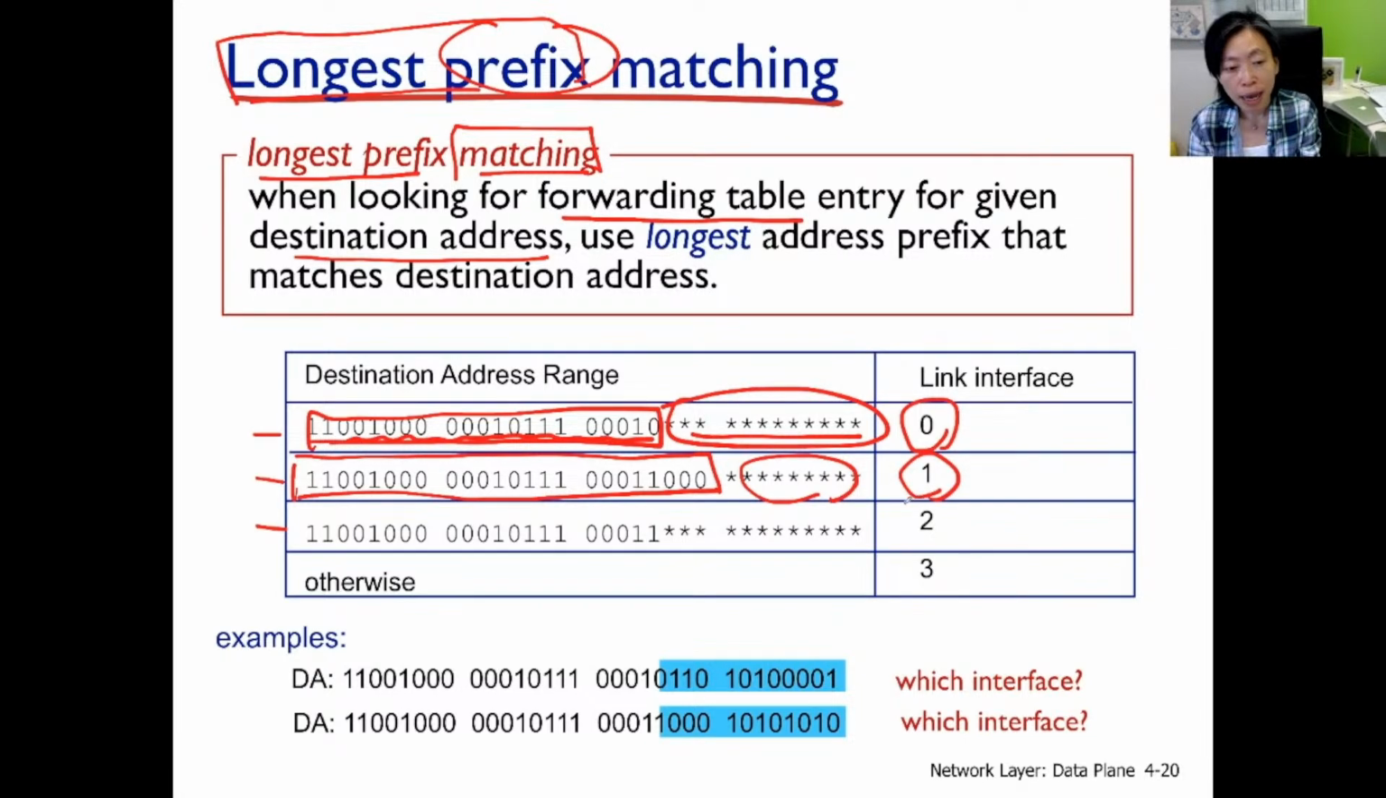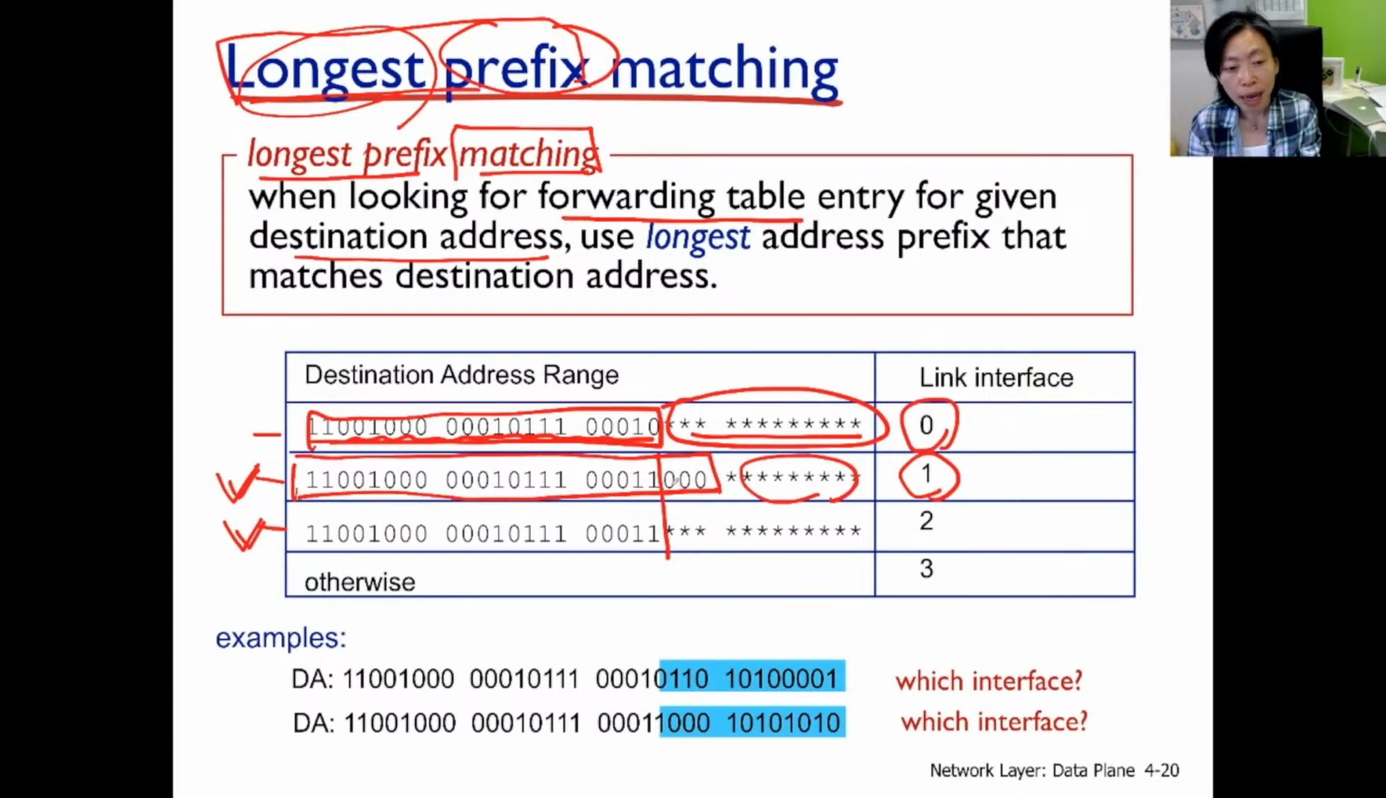Right. Now, there could be multiple entries. For example, this one here and this one here, you see here. Up to this point, they are the same. So you could have an IP address matching both entries, isn't it? So in this case, we'll take the longest prefix. We'll take the entry that the destination IP address matches the longest.